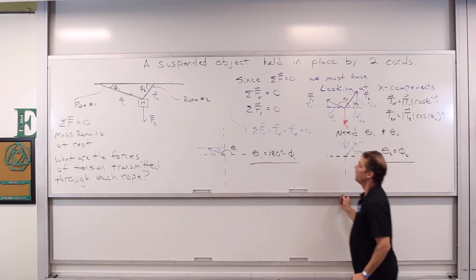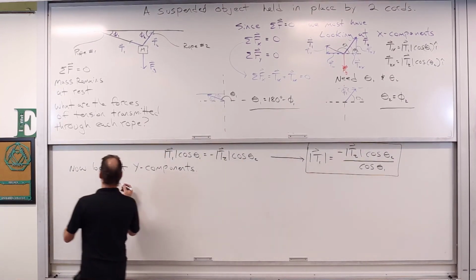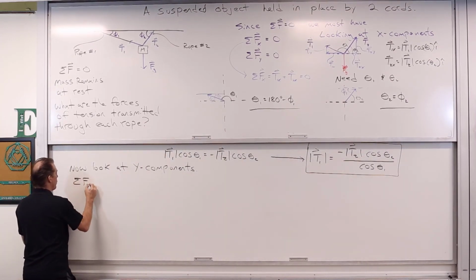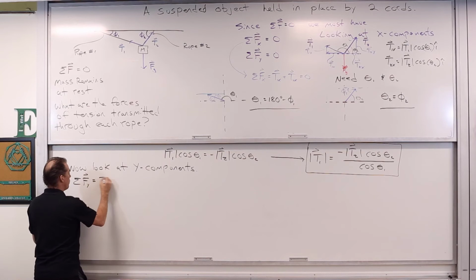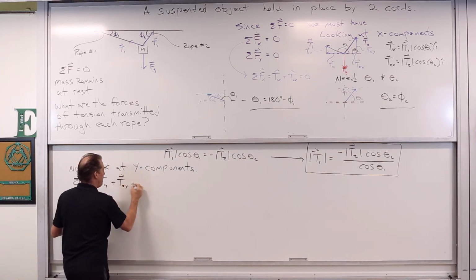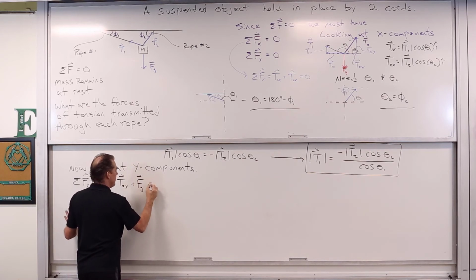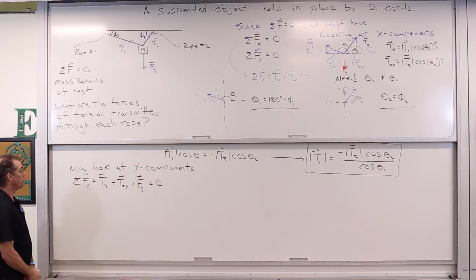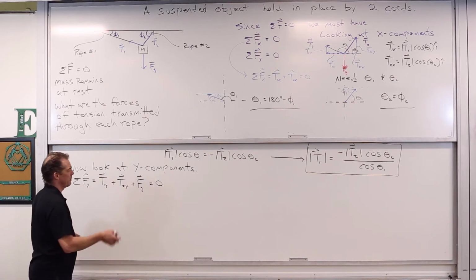Great, that's negative. In the end, what do we have? We've got to have that the net force in the y direction will be equal to T1y plus T2y plus F sub g. And those all have to add up to be equal to 0. So how do we get this? The same thing that we did before.